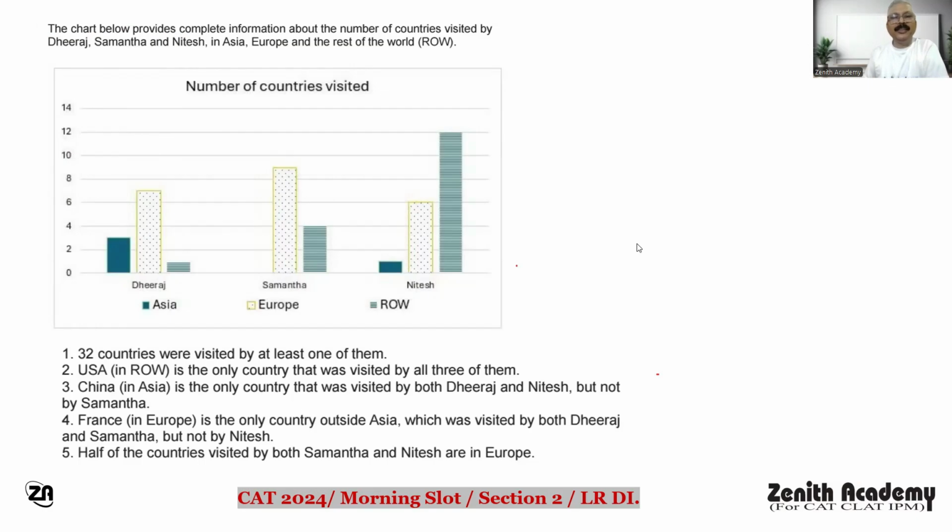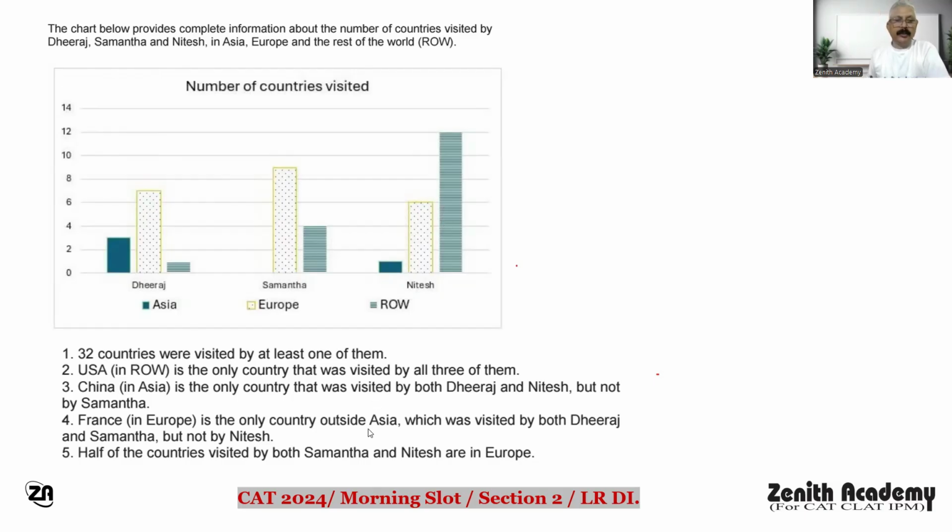So this is a logical reasoning set. The chart below provides complete information about the number of countries visited by Dheeraj, Samantha and Nitish in Asia, Europe and rest of the world. And this is a bar diagram. This is about Dheeraj's visit in Asia, Europe and rest of the world. This is about Samantha's visit in Europe and rest of the world. And here, Nitish's visit in Asia, Europe and rest of the world.